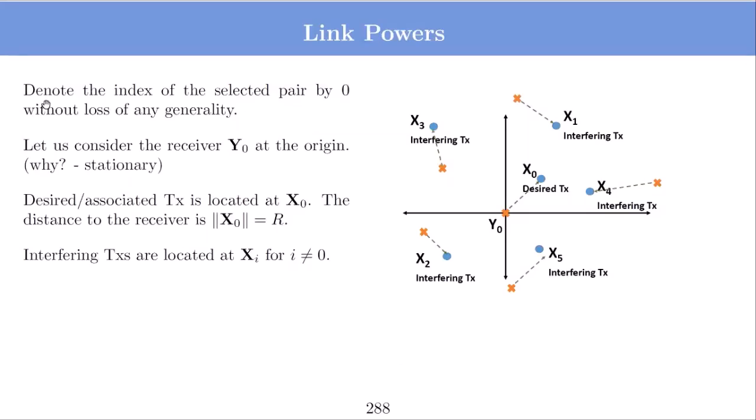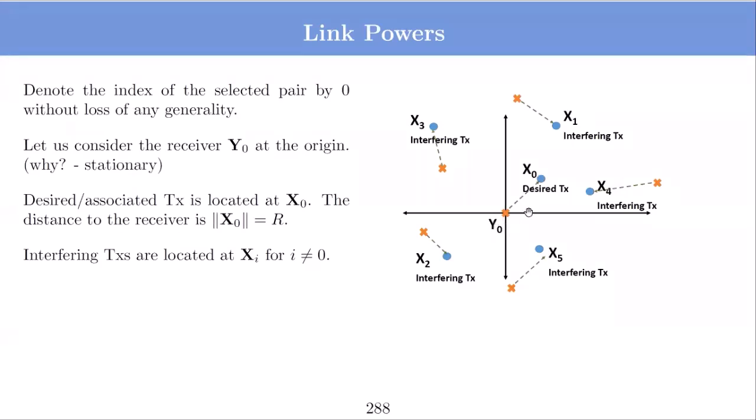Okay, now we denote the index of the selected pair by 0. Basically they were x1, x2, x3. We're just ordering it in a different way, where we are saying that the receiver is at the origin and the desired transmitter is at x0. And because it's a stationary process, assuming the receiver is at the origin does not change anything. So the transmitter is at x0. This is the desired transmitter.